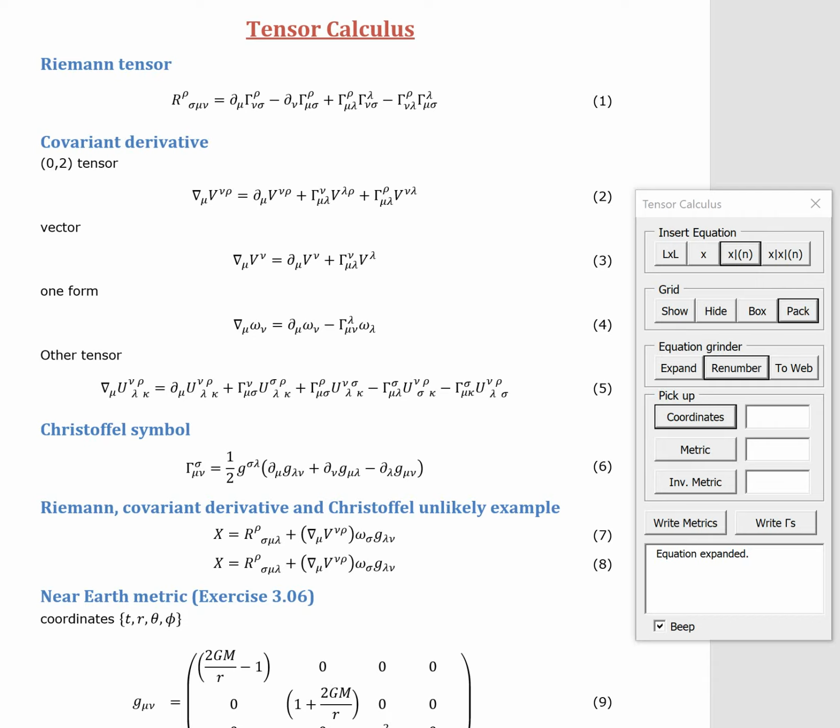Hi, today we're looking at some VBA macros that I wrote to help me doing Tensor Calculus. In Tensor Calculus, you get these horrible things like a Riemann tensor, which expands into this here. Covariant derivatives occur all over the place, and there's a covariant derivative, and that expands into that sort of thing.